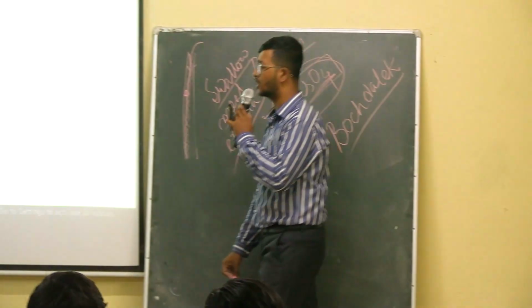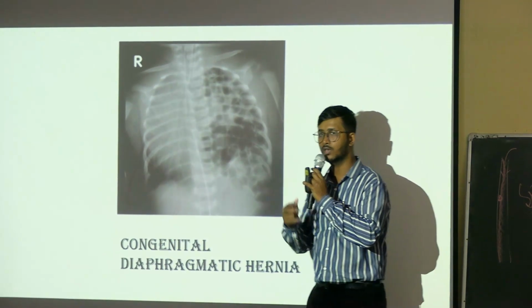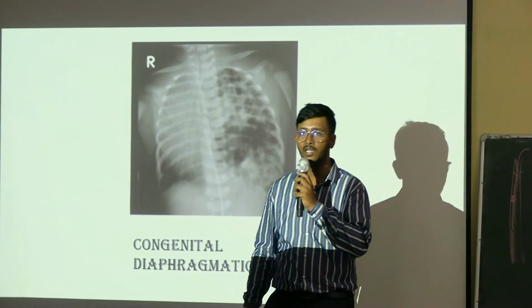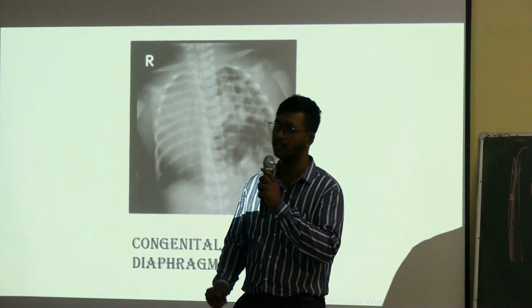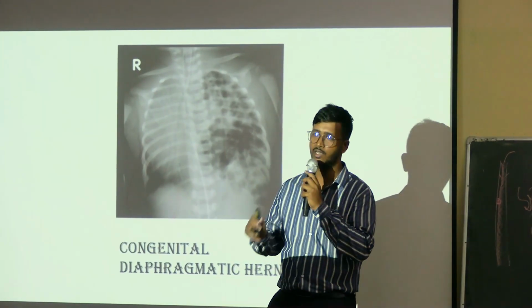Bochdalek hernia usually occurs in babies. The diaphragm part is not developed, so it occurs in babies. There is another similar type of hernia of the diaphragm that occurs in adults. We call it Morgagni's hernia. Morgagni.